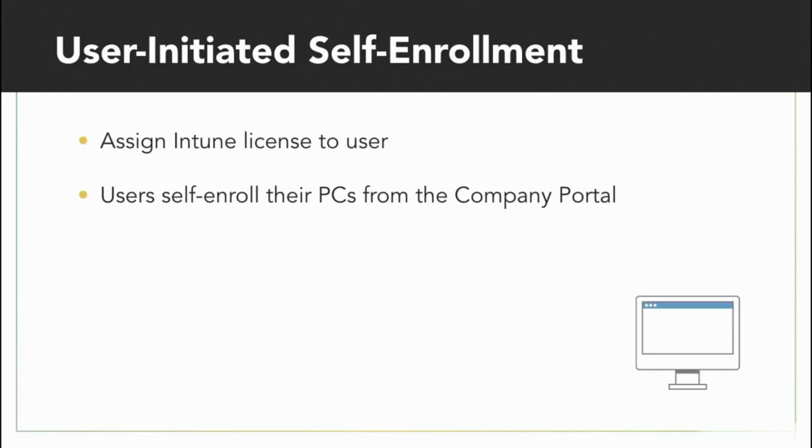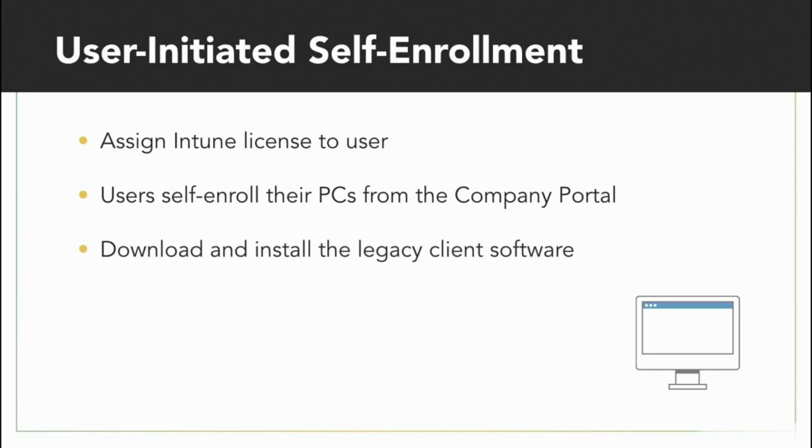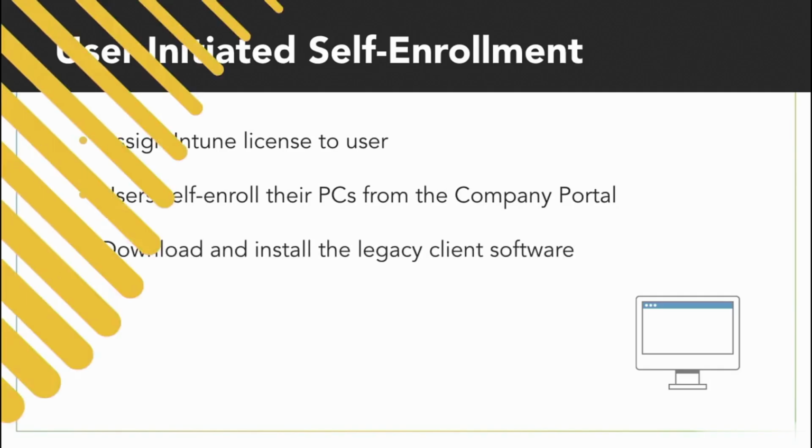If a user has a legacy PC and an Intune license, they can self-enroll their PC by downloading and installing the client software. To do this, they'll need to go to the company portal website located at portal.management.microsoft.com, and once enrolled, their device will have the legacy client software installed.